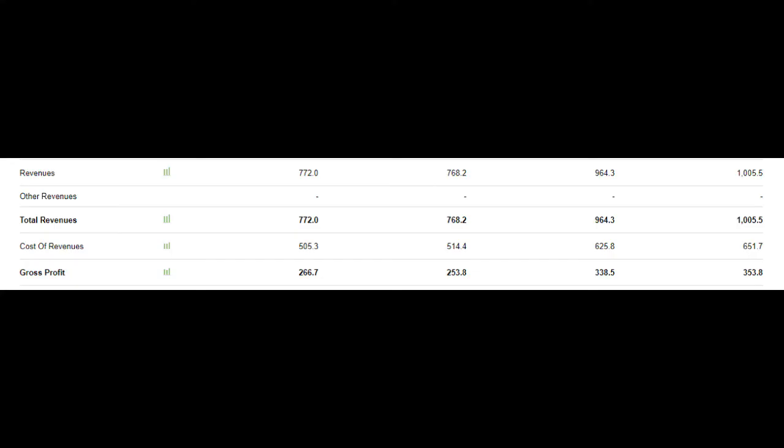If we look at their top line, it has been growing significantly from 772 million in 2018 to 964 million in 2020. Within the year 2019 to 2020, they grew by almost 14%. And in the year 2021, they are expected to grow by almost 22%. So it is a highly growing business, which is a really great point.